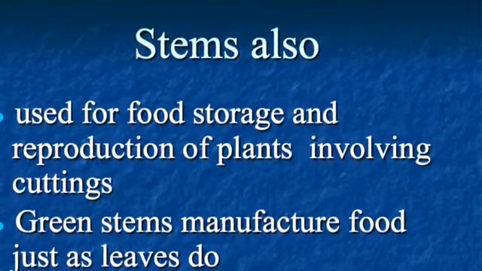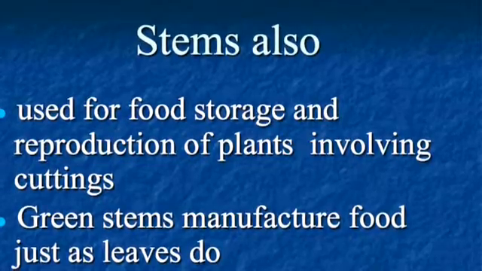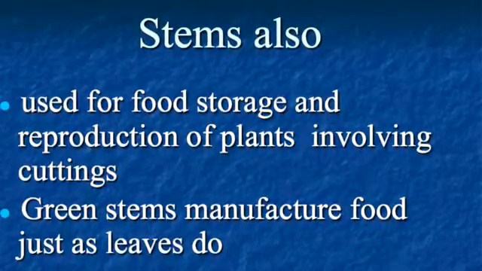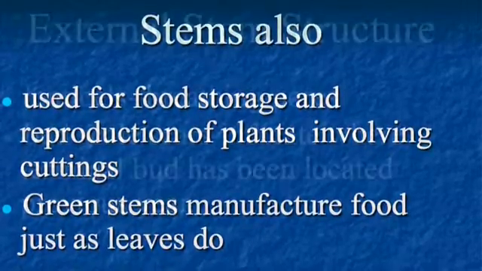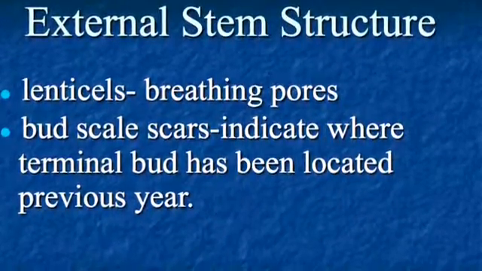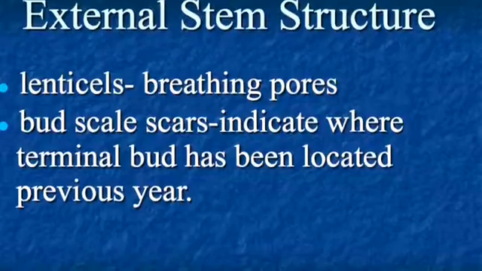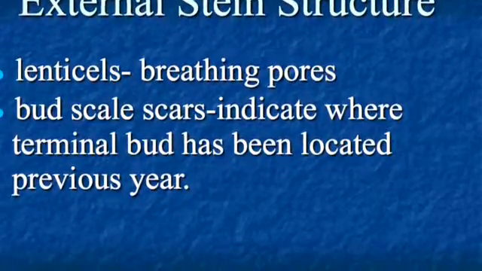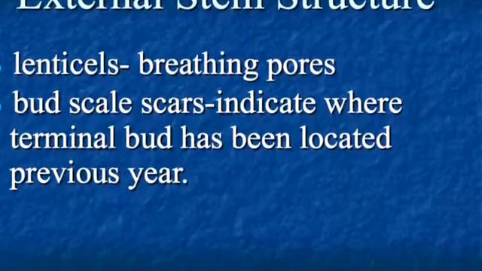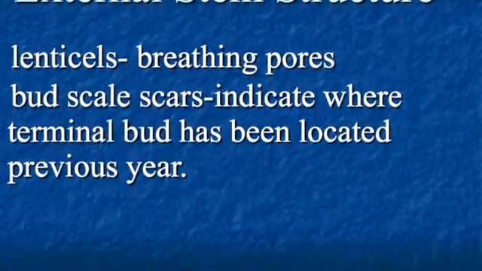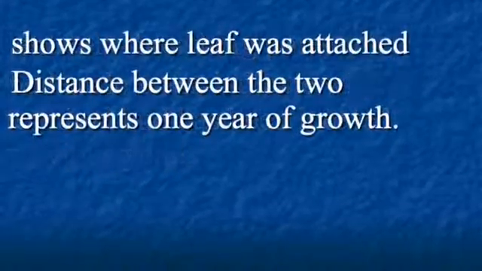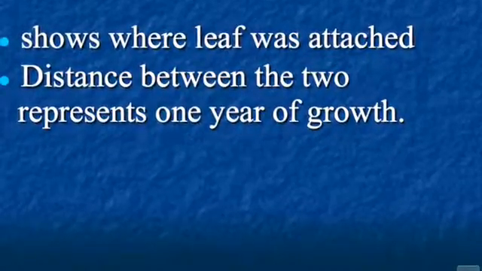Green stems manufacture food just as the leaves do. The external stem structure involves lenticels, which are the breathing pores, and bud scale scars indicate where the terminal bud has been located from the previous year. The terminal bud, if you break it out of a plant, will make the plant more compact and bushy and not as tall and spindly. Leaf scars show where the leaves were attached. The distance between the two represents 1 year of growth.